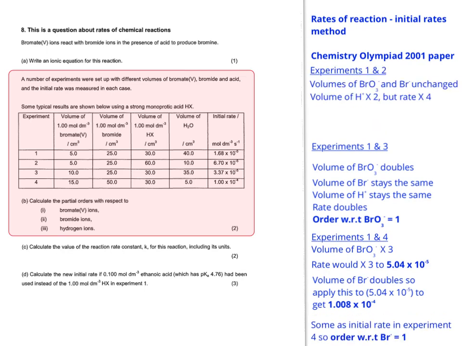So doing the final one for hydrogen ions, we're looking at the column here which has HX, which is an acid. So the volumes of bromate and Br minus remain unchanged. Both the bromate is at 5 and the Br minus is at 25. But if you look, the volume of H plus increases times 2. It goes from 30 to 60, and the rate increases times 4. So therefore, the order with respect to H plus is 2.